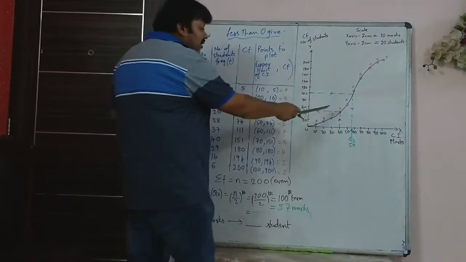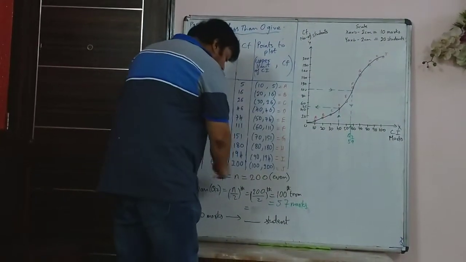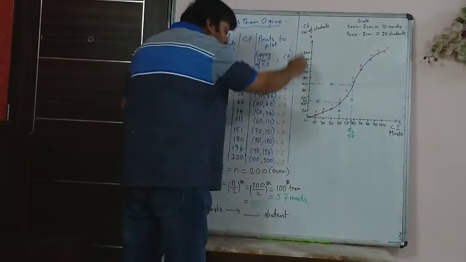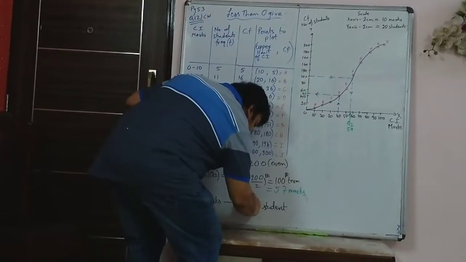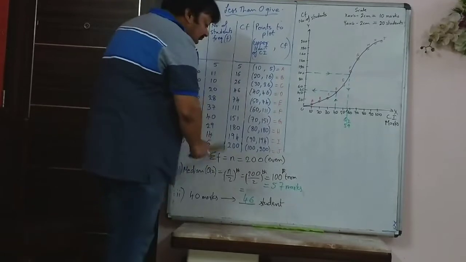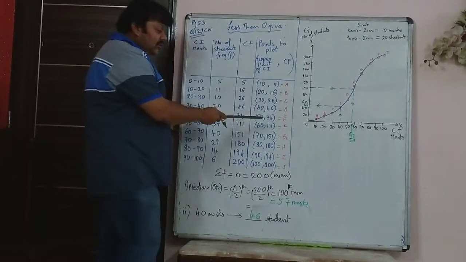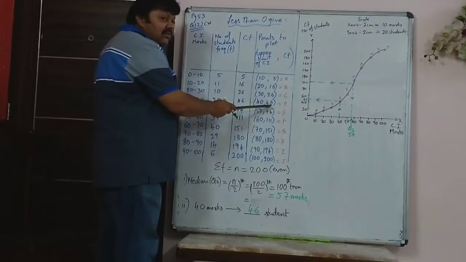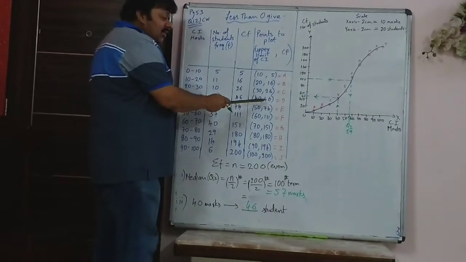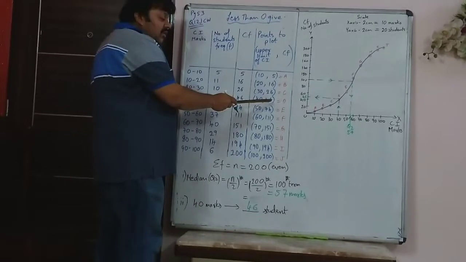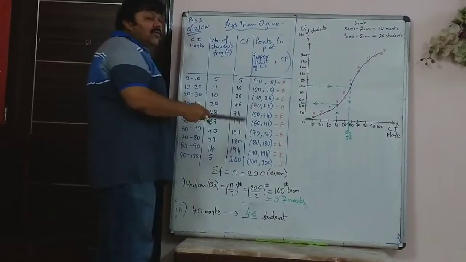That will be 3 lines above 40. So you will show 40 marks is equal to 46 students. Now why can't this answer be different for different people? It has nothing to do with the curve. It is the direct point that is plotted. Less than 40 marks, 46 students. So these 46 students have failed.